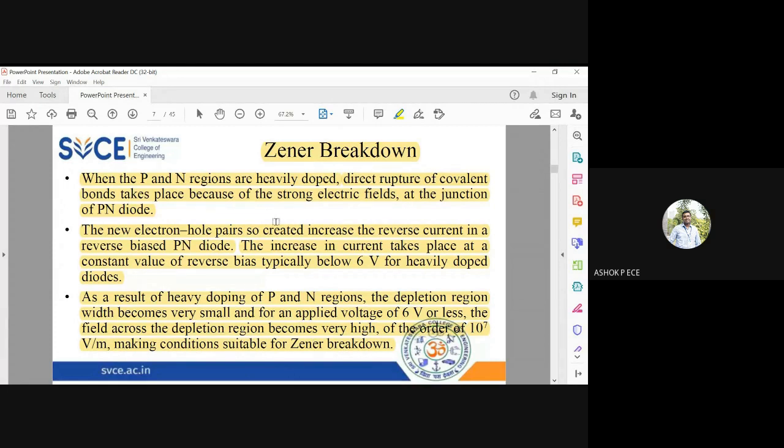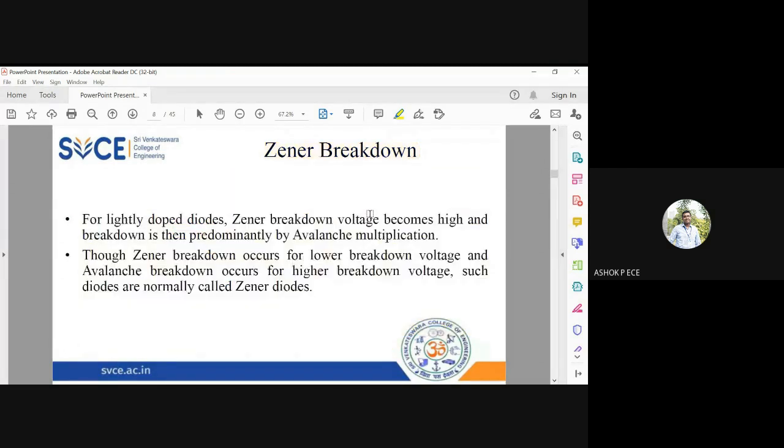So how much amount of doping I am going to do, that is going to decide my breakdown voltage in Zener diodes. So for lightly doped Zener diodes, the breakdown voltage will be very high, and breakdown is then predominantly happened by avalanche multiplication only. So the purpose of Zener diode itself is I need to achieve breakdown at a very less voltage. So for that only I'm going to dope the P and N regions heavily.